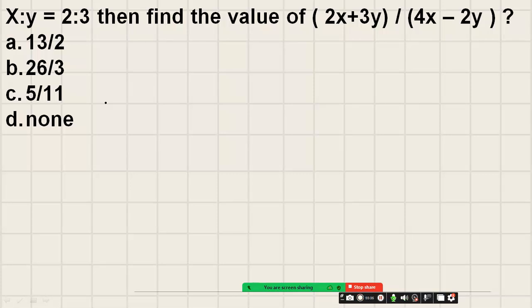X is to y is equal to 2 is to 3. Then find the value of 2x plus 3y by 4x minus 2y is equal to what? Which option is the right answer? Option A. Yes, very good. X value is how much? 2. So y value is how much? 3. And substitute here, guys.